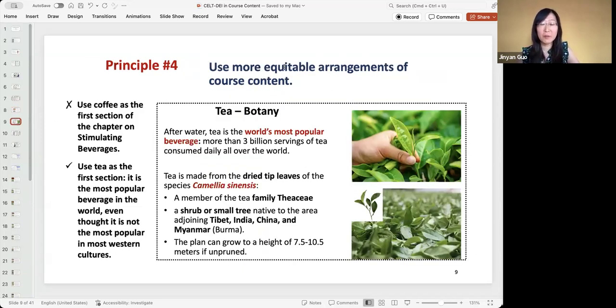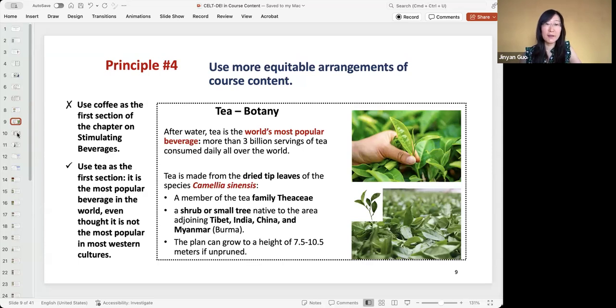Number 4 is to use a more equitable arrangement of course content. In this textbook, the author mentioned that tea is the most popular beverage in the world. Yet, when arranging the sections within the chapter on stimulating beverages, the author has coffee as the first section. I think it's probably because coffee is the most popular in Western culture, but not in the world, right? So to make it more equitable, I placed tea as the first section of stimulating beverages, not just from a Western perspective.